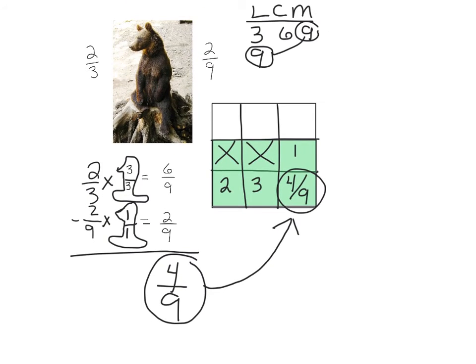So in answer to that question, Comfortable Ted, the comfort-seeking grizzly, was able to fit 4/9 more of his rump on this stump than he could on the ant mound. And that, my friends, is your answer.